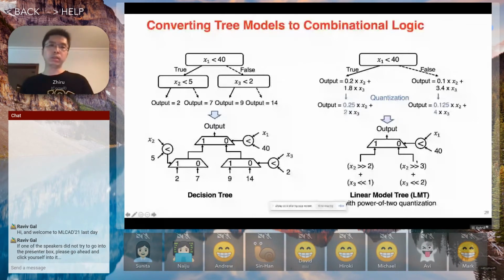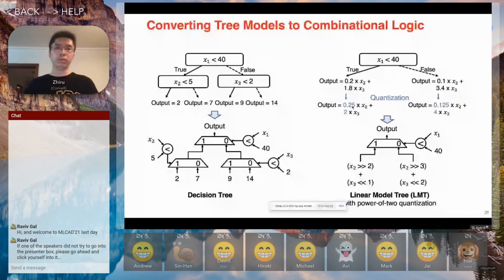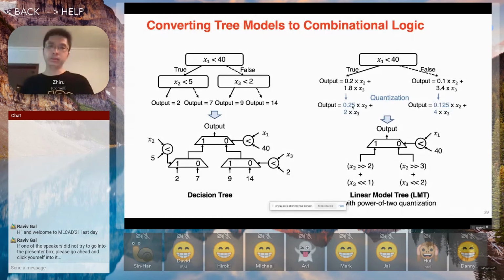Once we distill to this kind of tree model, we also do quantization so that all the coefficients are powers of 2, which is very friendly for hardware. So we don't need to use any multiplier resources. Instead, we just need to do shifts. That's how we generate the tree models.